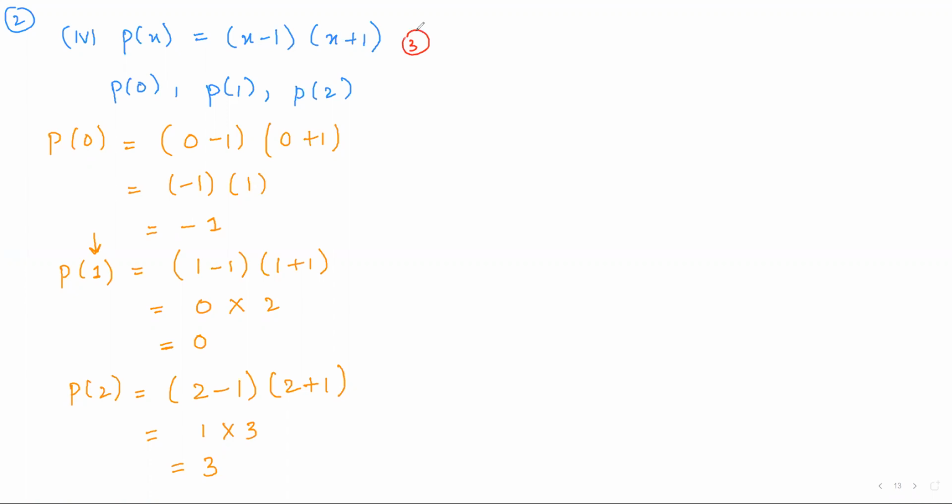Third question. Verify whether the following are zeros of the polynomial indicated against them. The first, px is 3x plus 1, and some value of x is given, that is minus 1 by 3. So you have to verify whether x is equal to minus 1 by 3 is a zero or not. So for it, what will you do? You will check the value of the polynomial. If it is coming out to be 0, then it is a zero of the polynomial. Understood?